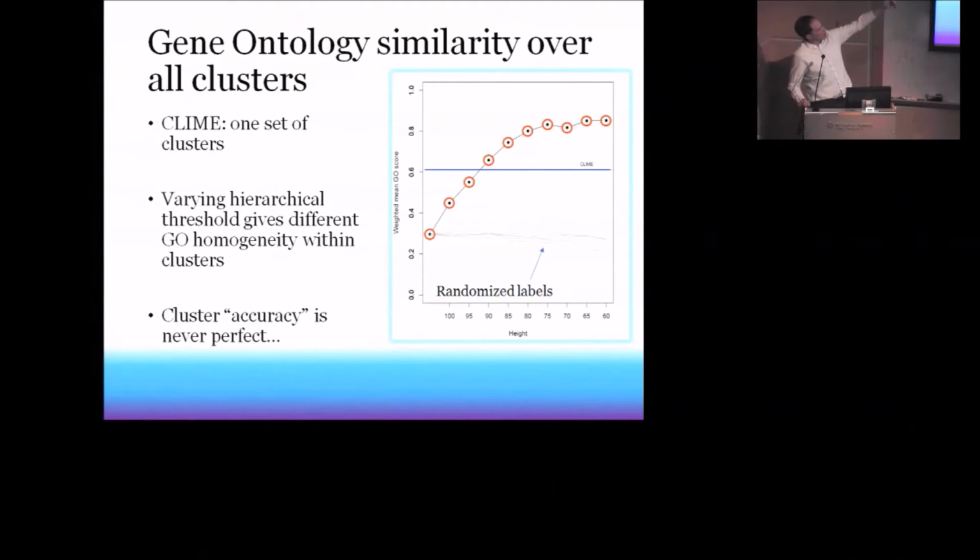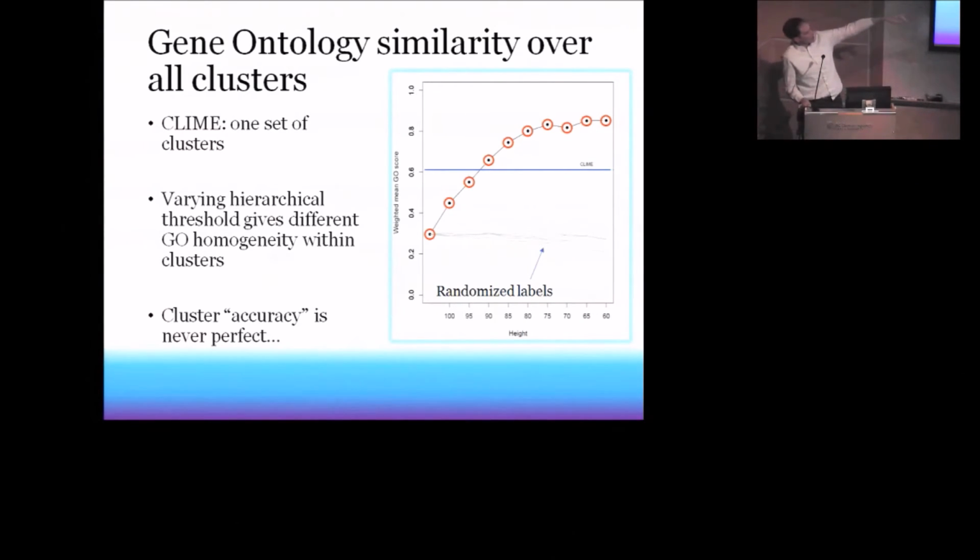Well, the y-axis is the gene ontology similarity score for our clusters, right? So we built a bunch of clusters. We can look within each of these clusters and say, what is the average GO similarity in all these clusters? If each cluster was perfectly homogeneous in terms of its GO score, we would have 1, right? If each cluster was random, then we would have a very, very low score.